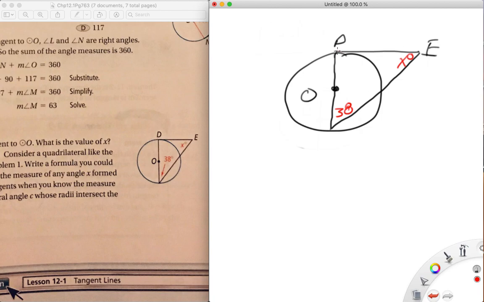So here's the deal. Since I know that the tangent line here at point D, right? Remember we said that it's perpendicular. So this angle is 90 degrees, always. So we know the triangle sum theorem, the sum of the angles within a triangle is 180. So I know that 90 plus 38 plus X equals 180. So I'm going to subtract 90 and 38 from 180. And I get that X is equal to 52 degrees.